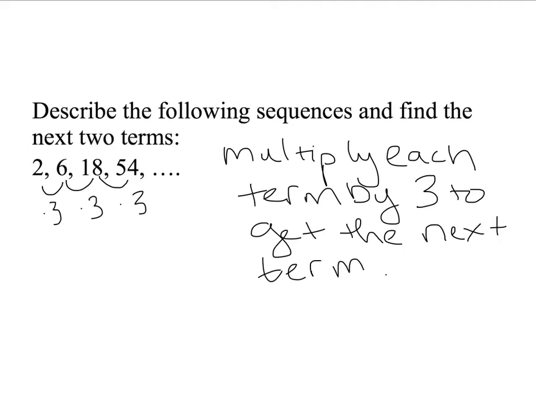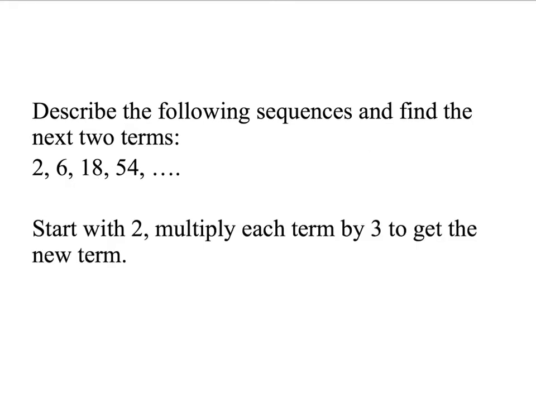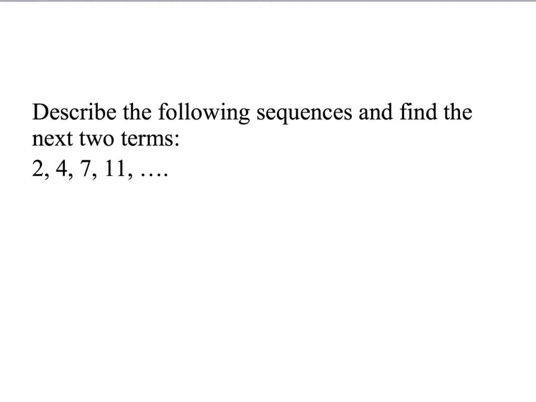To find the next two terms, we're going to take 54 times 3, which equals 162, and 162 times 3, which gives us 486. So here it is typed up. Start with 2, multiply each term by 3 to get the new term.